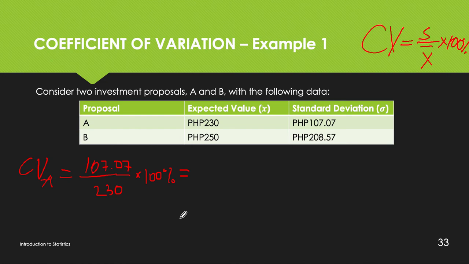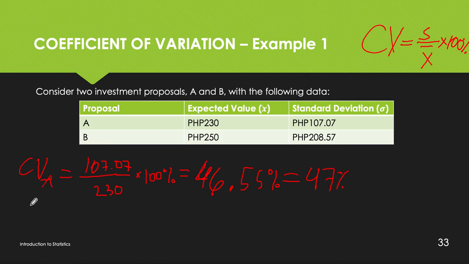46.55. Let's write it down: 46.55%. And we can round it off to the nearest integer. So what we have is 47%. So that's for letter A.